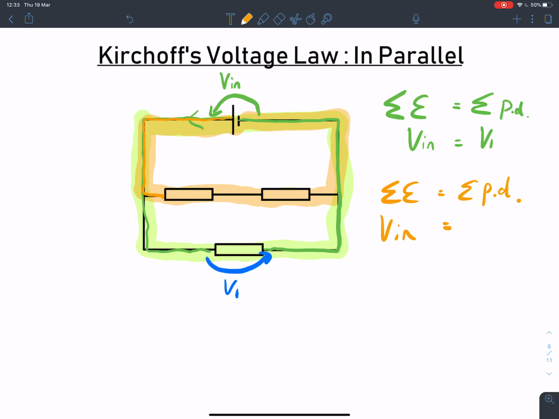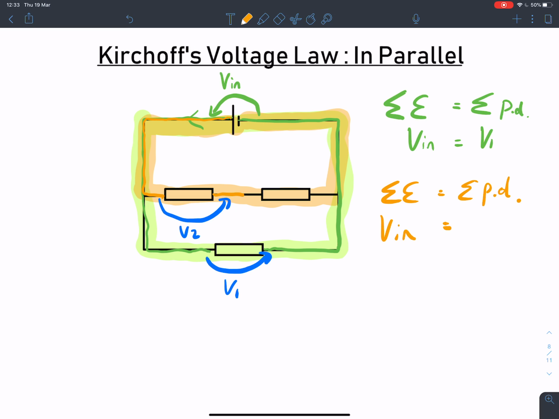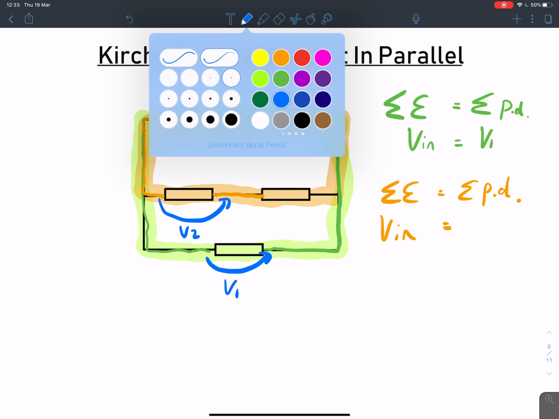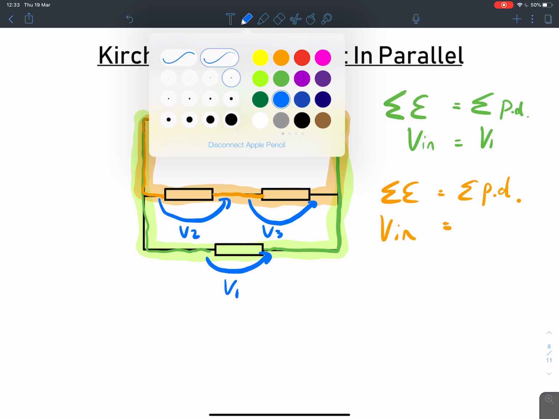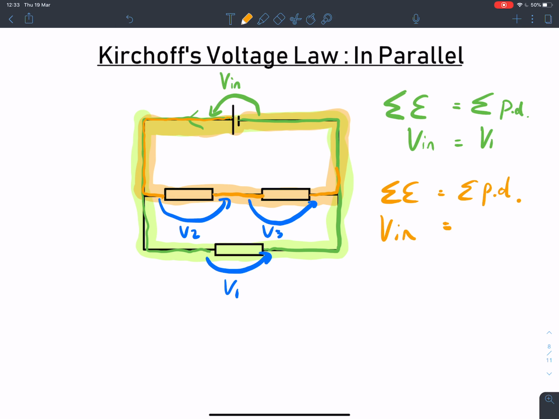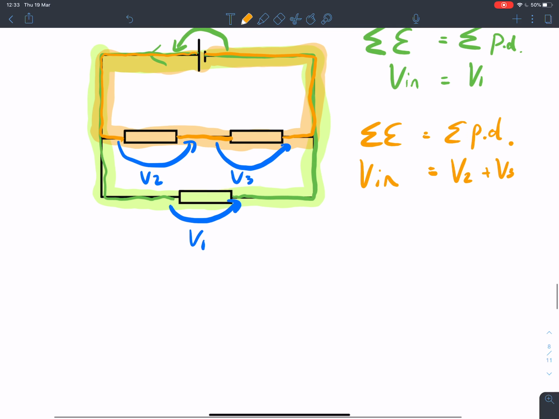Okay, we get to a resistor here. That's going to have a potential difference across it. Let's call it V2. Let's keep going. I get to another resistor, which has a potential difference V3. So we can say that the sum of my potential differences is V2 plus V3. So I've got another equation here.